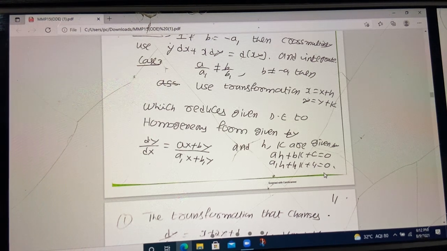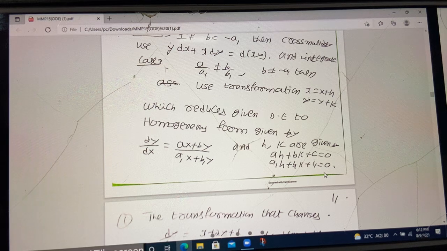So what are the three steps for this? If you are asked to find the transformation, don't write anything else. Directly jump to this step: solve for h and k, and substitute.